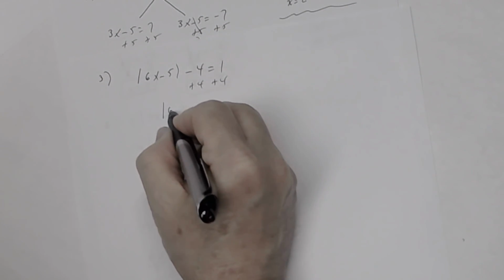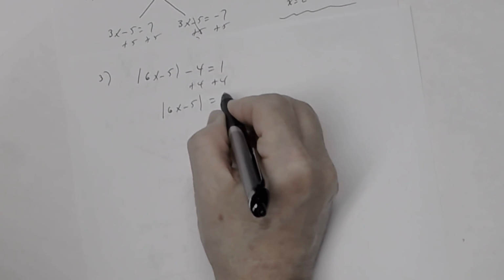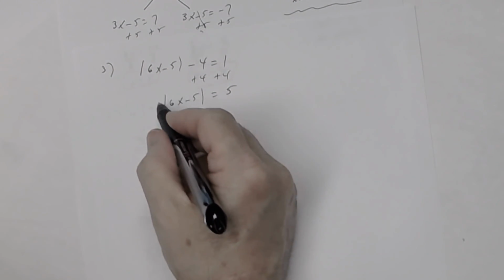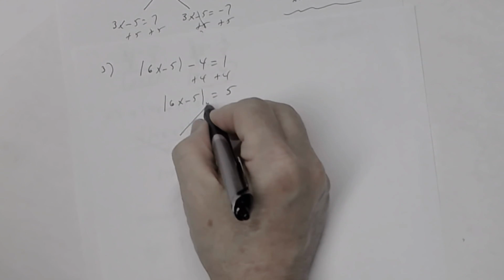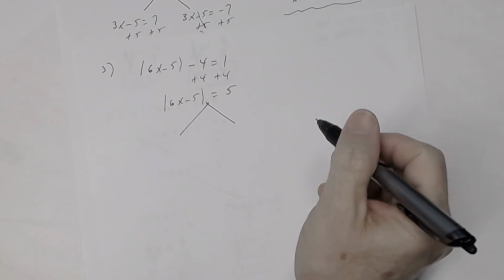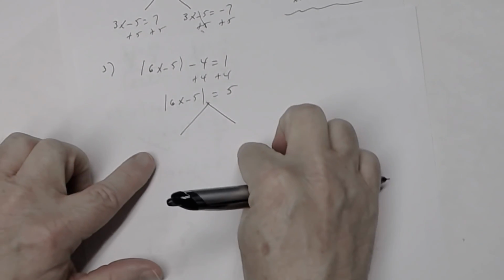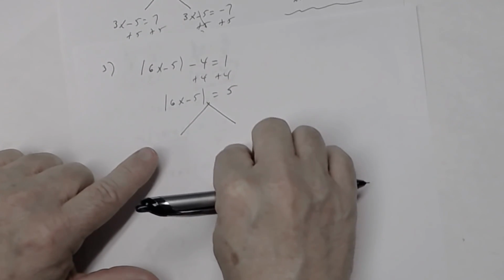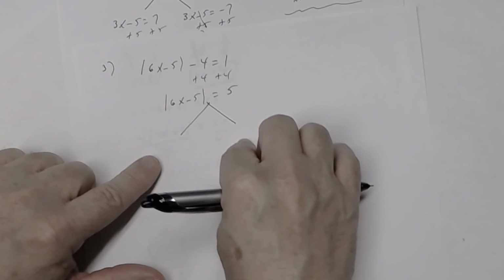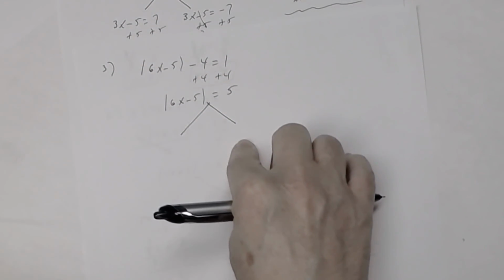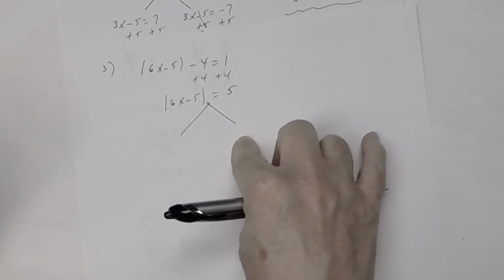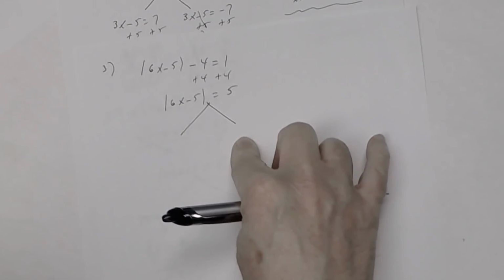So I get the absolute value of 6x minus 5 is equal to 5. And now once you get to that point where the absolute value expression is by itself, then you write it as 2 separate equations. And I have to see those separate equations, okay? So make sure you show that. Don't lose any points because you wanted to skip steps, because you didn't want to spend the time doing this. You're getting points. So if you're getting points, do the work.